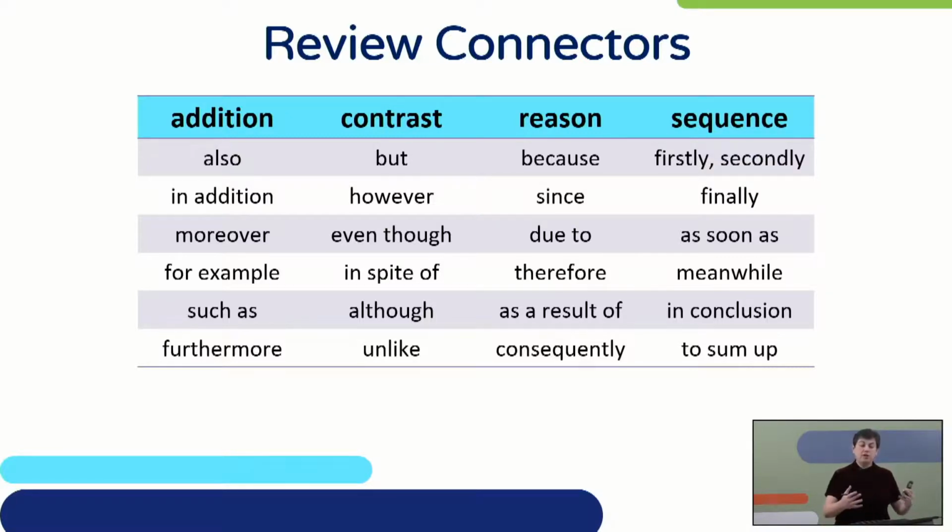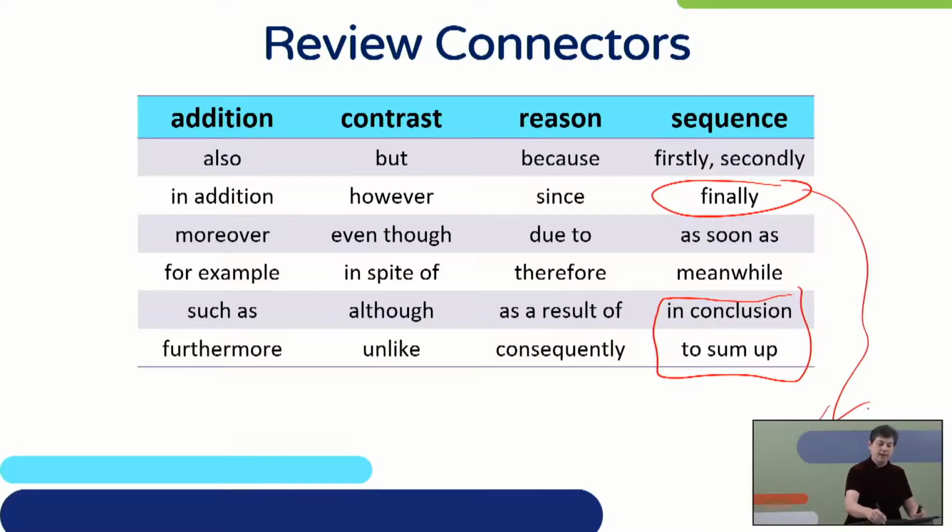Reason, showing cause and effect. Because, since, due to, therefore, as a result of, and consequently all show what happened in the second sentence because of the first. Showing sequence: firstly, secondly, finally, as soon as, meanwhile, at the same time, in conclusion, and to sum up. And remember, in conclusion, to sum up, and finally are all going to go at the end and not in the middle of our essay.